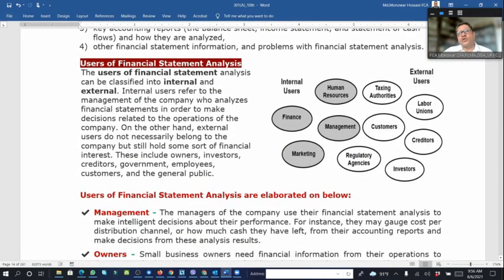So who uses the financial statement? There are two groups: one is internal, another is external. Internally, we use it for finance purposes and decision making; the human resource department uses it, management uses it, and the marketing department uses it. Externally, the tax authority uses it, customers use it for decision making, and regulatory agencies use it. Also, the audited financial statement is a public document.